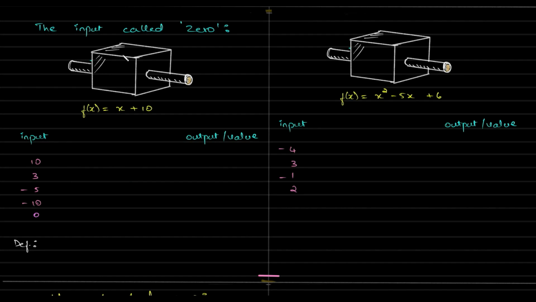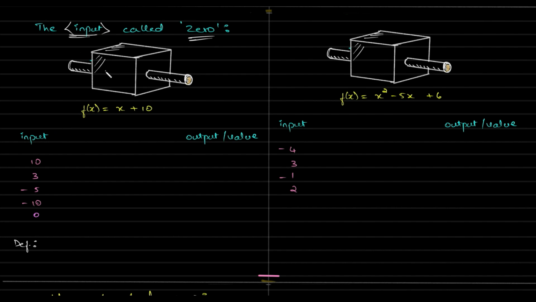Whatever we study from this point onwards, it is a core aspect of your syllabus. So we are looking at a word called zero. Zero has to do with input, the input called zero. So it has to do something with the input.